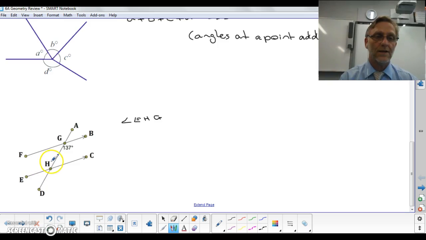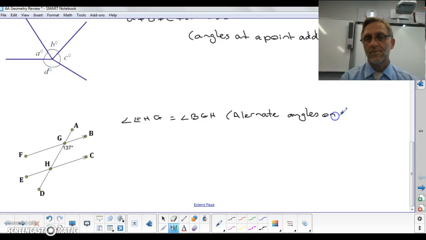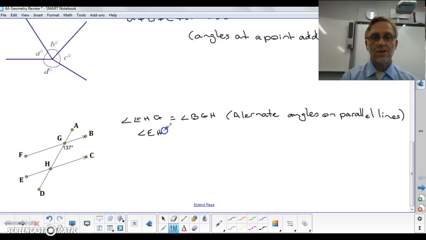EHG. Well, that makes a Z angle, an alternate angle with BGH. And you know what BGH is? It's given. So I'm going to say that those two are equal because they are alternate angles on parallel lines. So therefore, angle EHG is equal to 137 degrees.